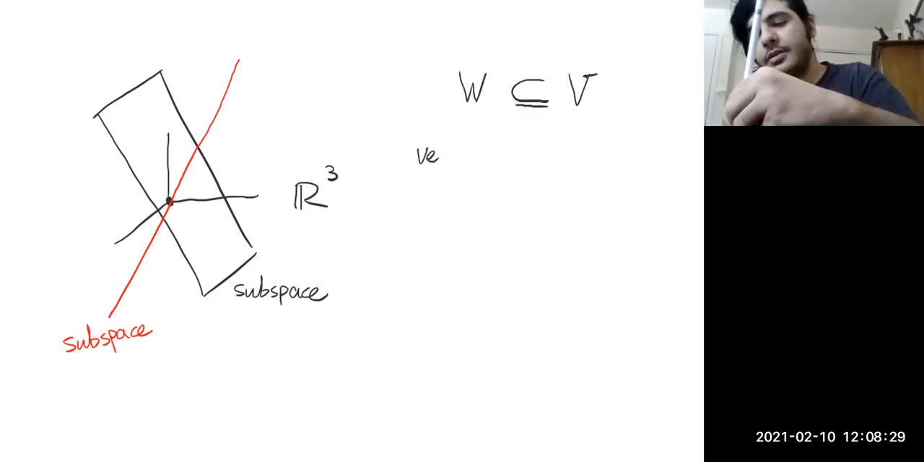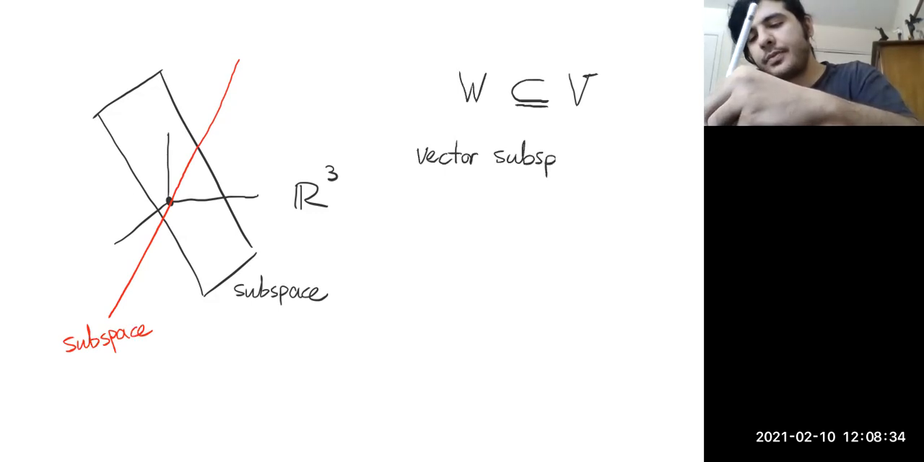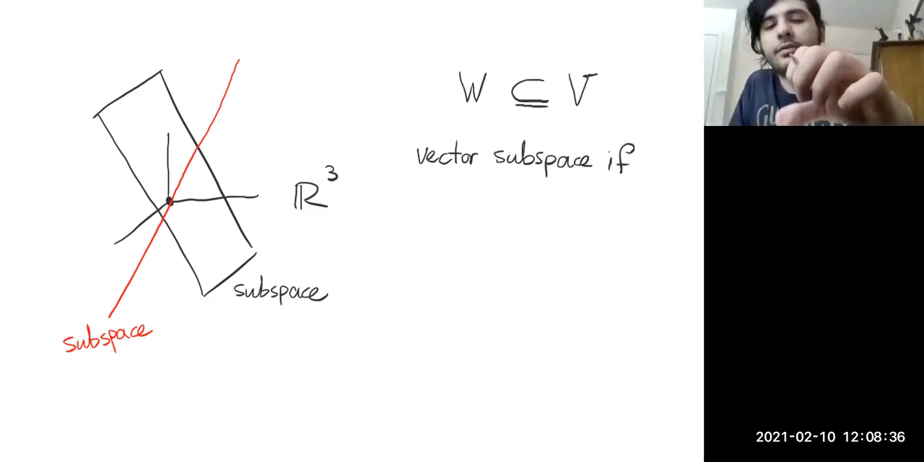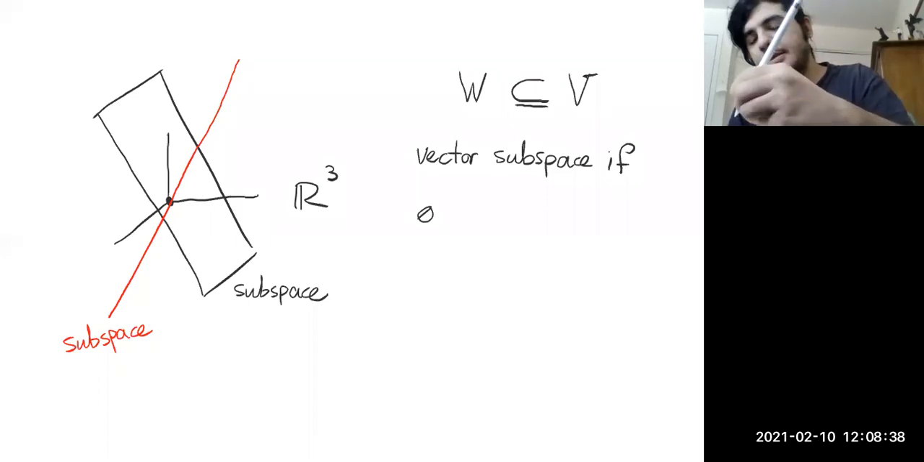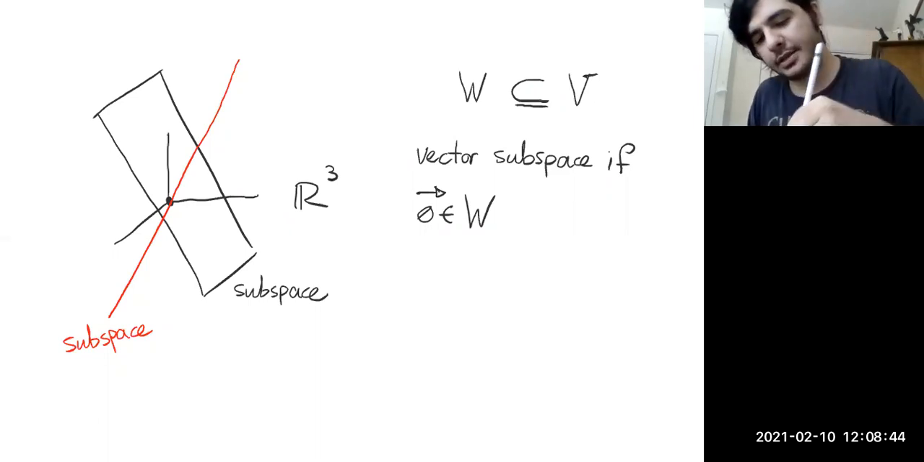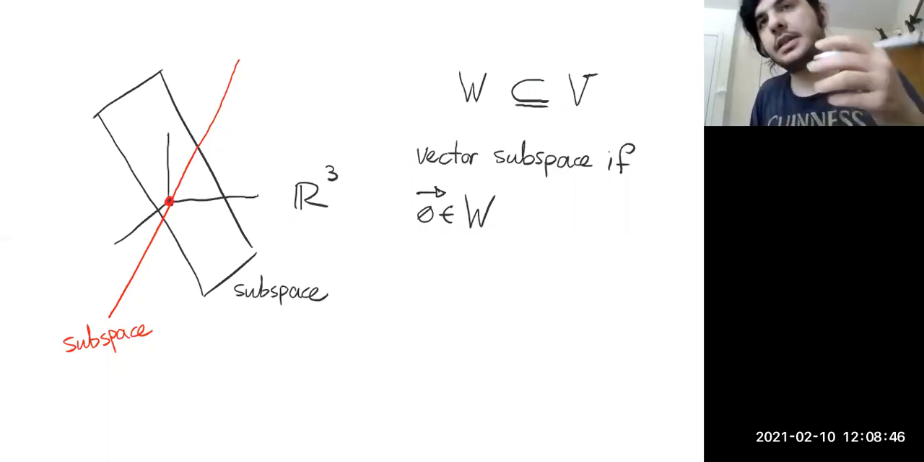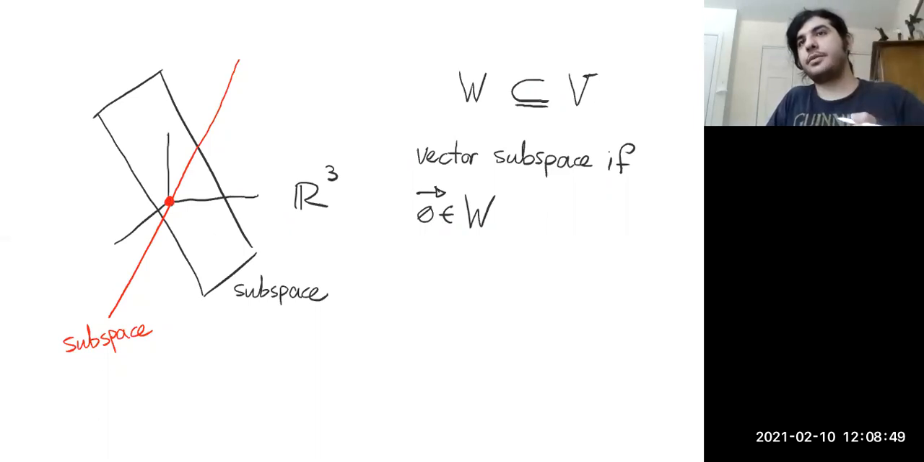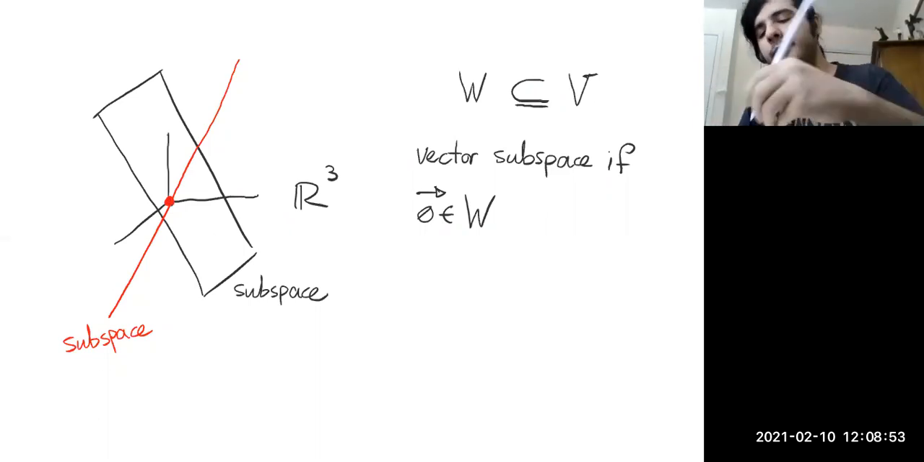Okay, so when we have a vector space V, we say W inside V is a vector subspace if, first of all, the vector 0 is inside this subspace too. As you can see, both of these subspaces I mentioned should pass through the origin. They have the vector 0 inside them.